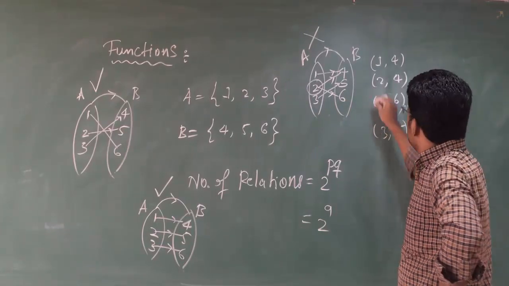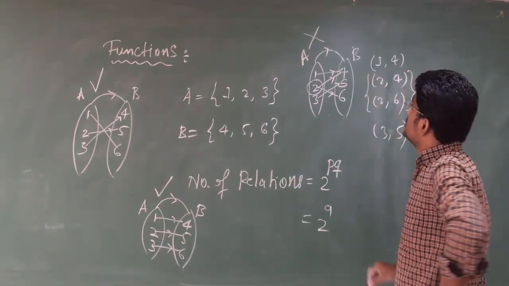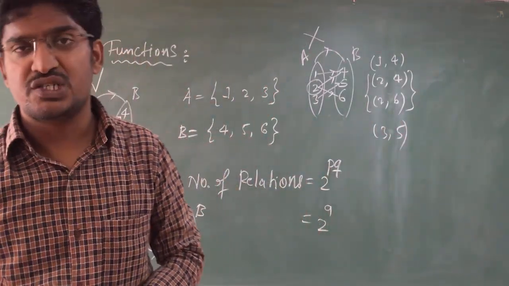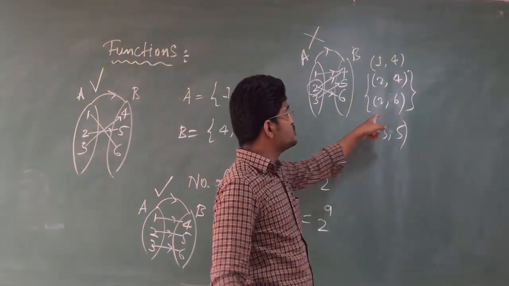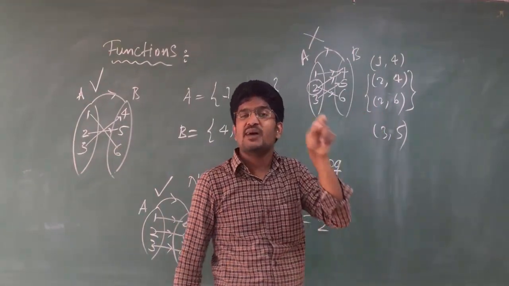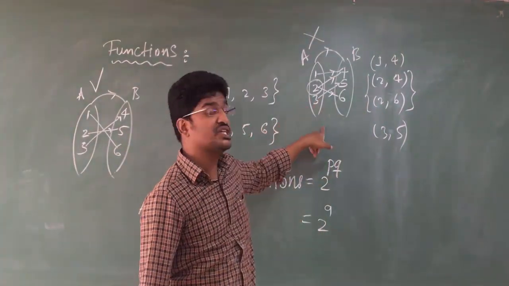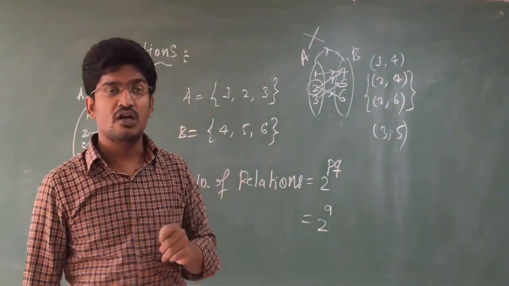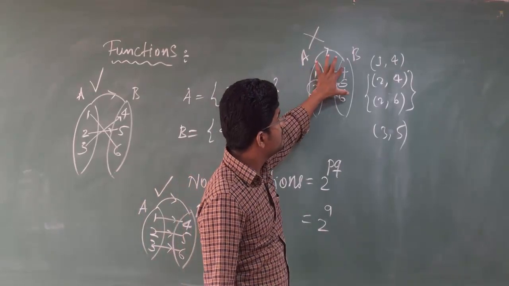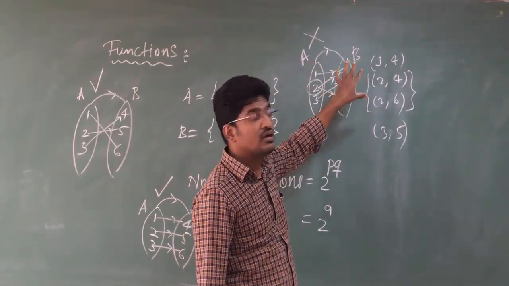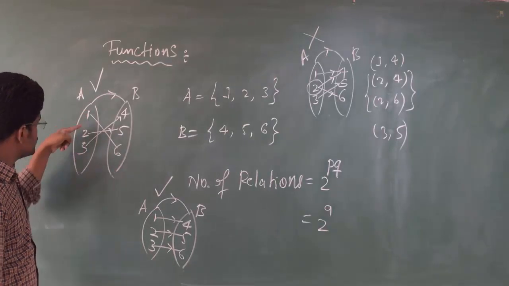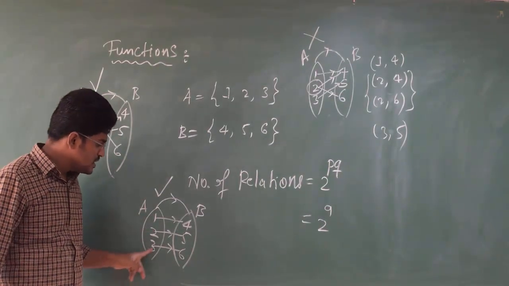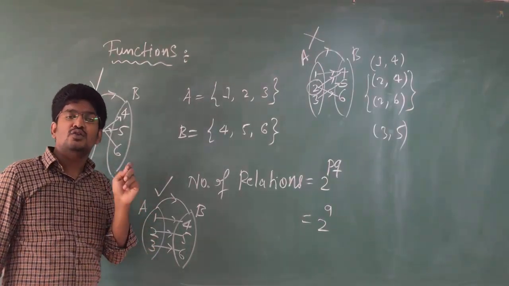But these 2 ordered pairs will not be a condition for a function. That means these 2 ordered pairs are making a problem for this relation to be a function. Why is it making a problem? Because it is having 2 images. Check in this. There is no element which is having 2 images. Check in this. No element is having 2 images.